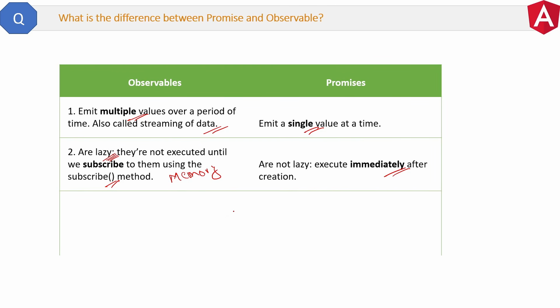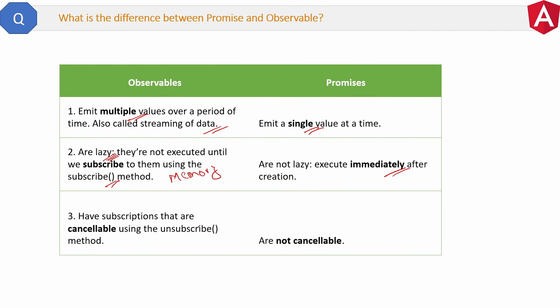Now next difference is observables have subscriptions that are cancelable using this unsubscribe method. So a component can cancel the subscription of data sent by observable. Whereas in promises there is no such cancelable thing. So promises are not cancelable. So these are the main differences. We will see them in detail when we will code for it.